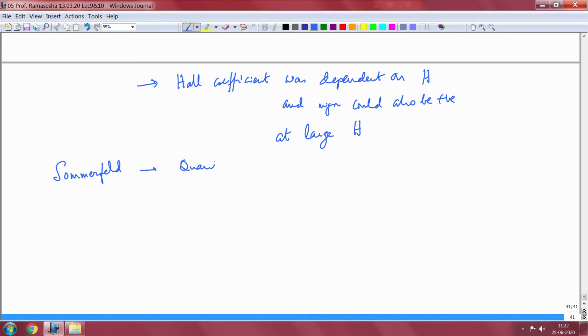a quantum description of the free electrons to get properties of metals.